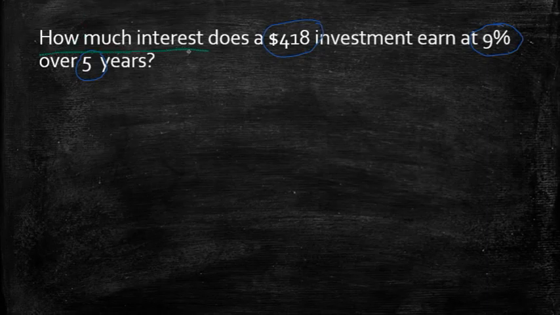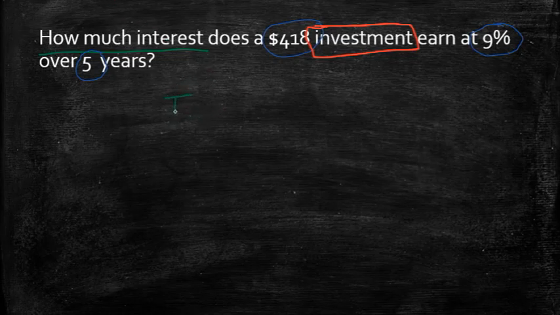So you would know, even if I didn't tell you that this was an interest problem, you would be able to look at this and see that it was in fact an interest problem. The word that I feel is important is investment, because this tells us that $418 is our original amount, or the beginning amount of money that we started with.